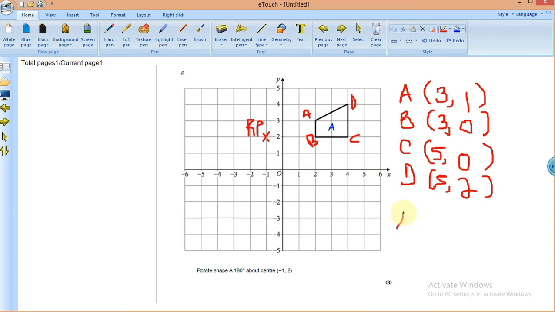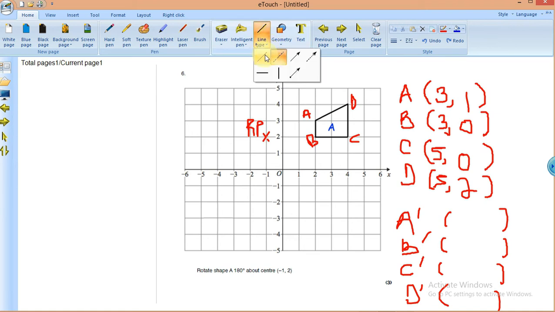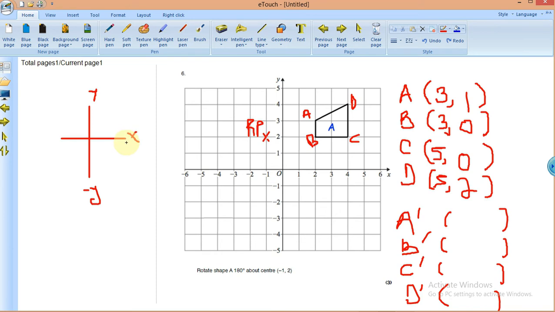Okay, now finally let's go ahead with A prime, B prime, C prime, and D prime. To do that, let's define what happened to the coordinates based on the given rule. So I have my x and y. This is x and this is my y. So don't forget, x before y. This is y, below y is minus y, this is x, and this is minus x.